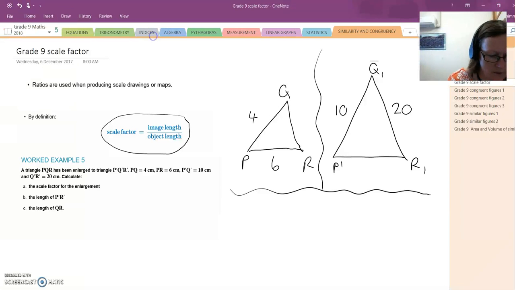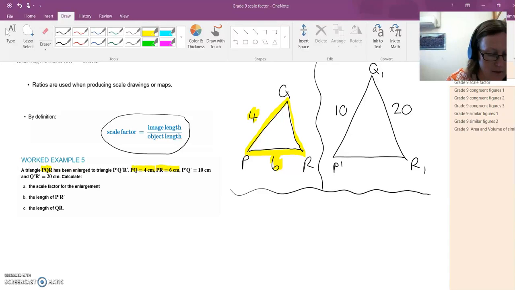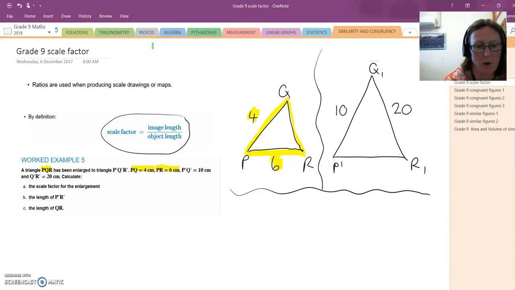Okay, let's look at some information we're given about a triangle PQR. We are told that in triangle PQR, PQ is 4 and PR is 6. So here's our triangle PQR, and we're told that the distance from P to Q is 4 and Q to R is 6. We want to enlarge this triangle, in other words, like put it on a photocopier and blow it up. We're going to enlarge it, and the triangle is called P'Q'R'.